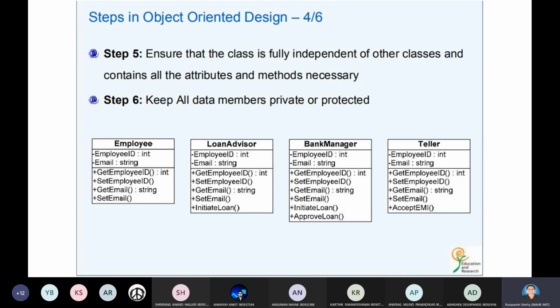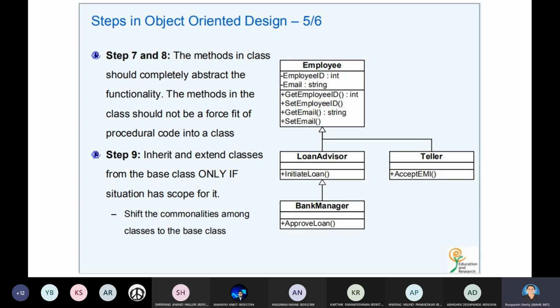If the classes or the features are independent of each other, then you can keep those members private or protected so that those variables or methods will not be shared with any other classes. Only if there is independence between the classes can you make their data members private or protected. Step 7 is that the methods in the classes should completely abstract the functionality. Once you decide on a method, it should be some functionality you are supposed to perform with respect to that particular class.